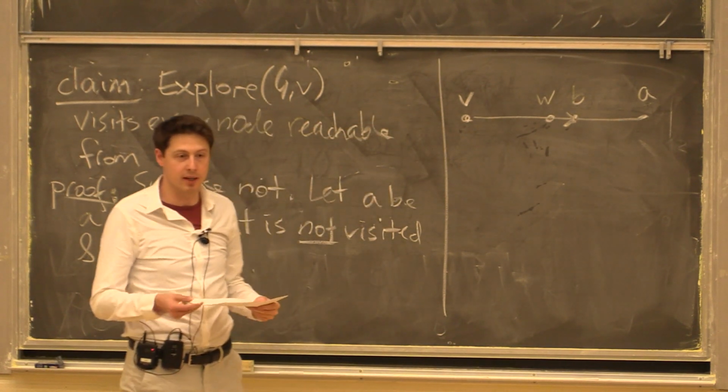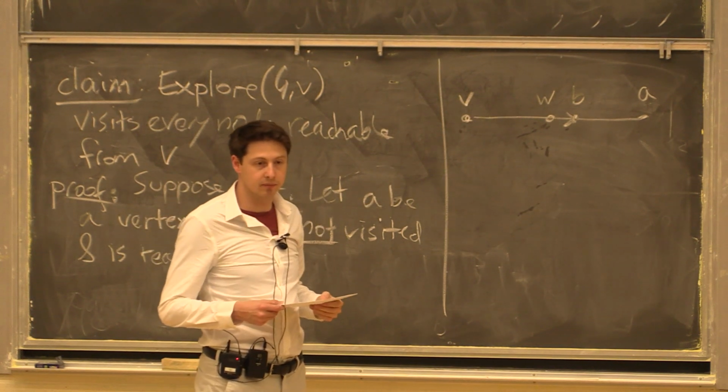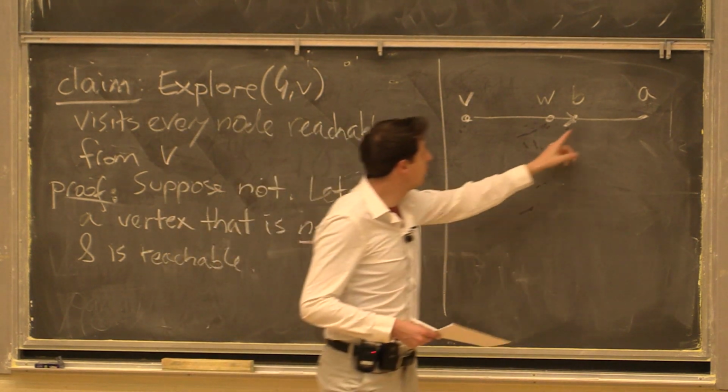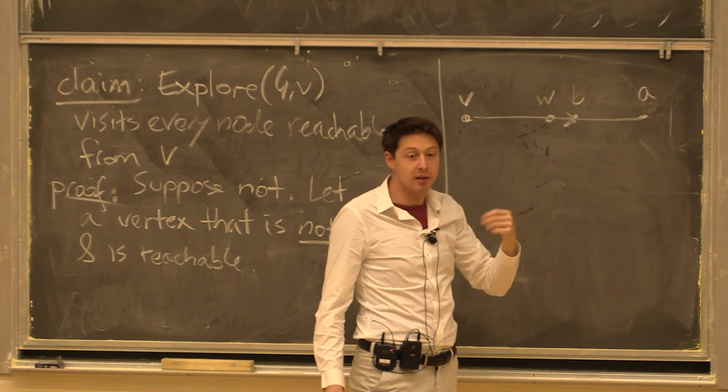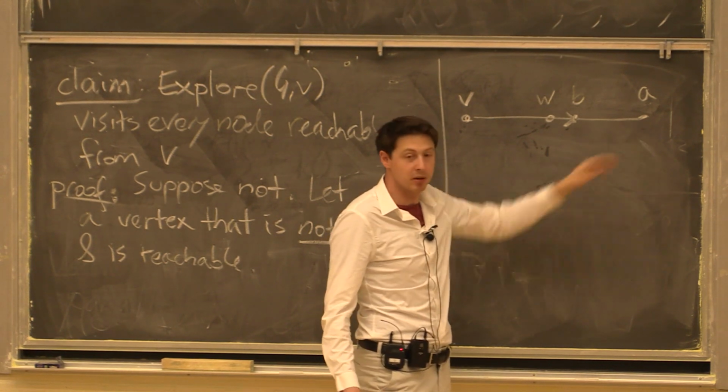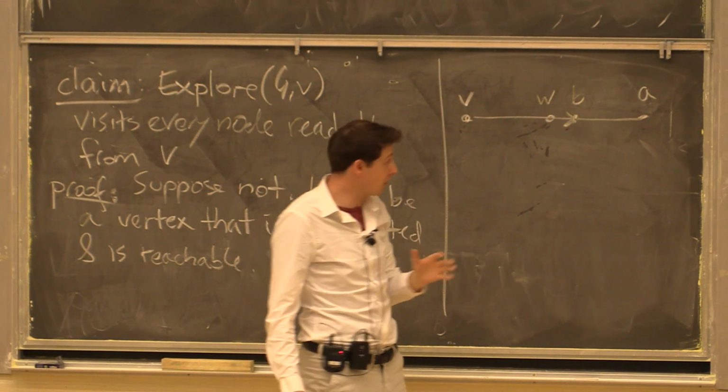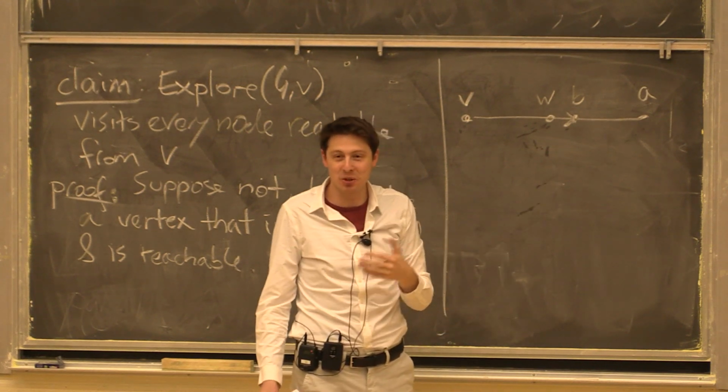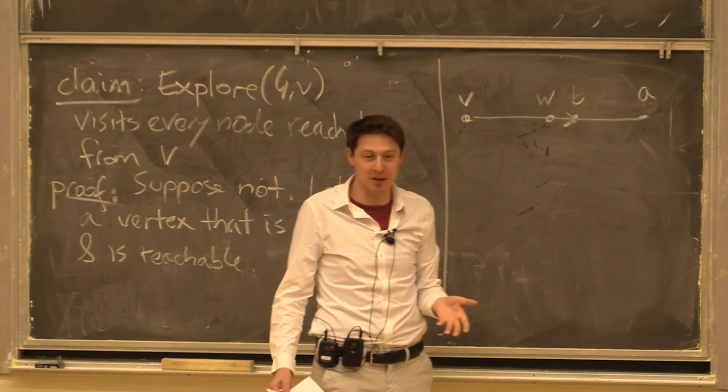Yes? How do you know that B exists? Because it could have been A. I assumed that there is a vertex reachable from V. So the question was, how do I know that B exists? It's a good question. You shouldn't just conjure things that help you in the proof. You need to make sure they exist.